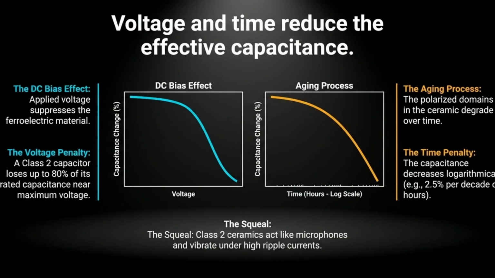The DC bias effect suppresses the ferroelectric material, causing a significant voltage penalty, where a Class 2 capacitor loses up to 80% of its capacitance. The aging process, where polarized domains degrade, reduces capacitance logarithmically over time.